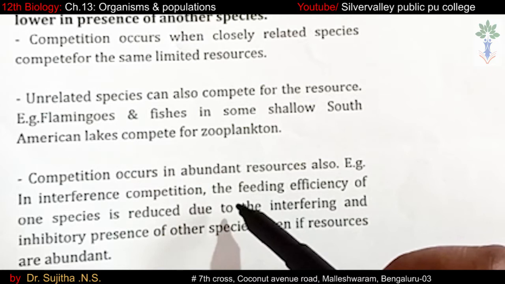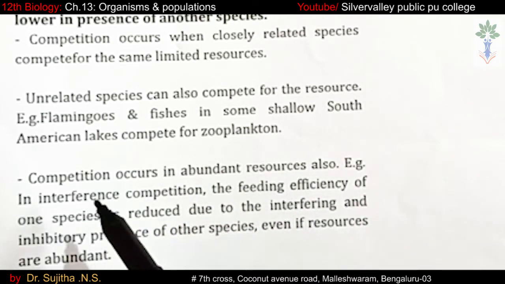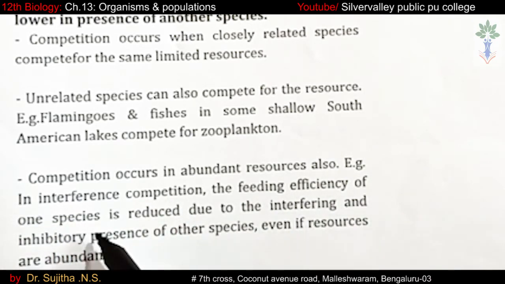Competition also occurs even when the resources are abundant. For example, in interference competition, the feeding efficiency of one species is reduced due to the interfering and inhibitory presence of another species, even when the resources are abundant. So, in spite of having abundant resources, the two species compete. It is because one species wants to dominate the other.